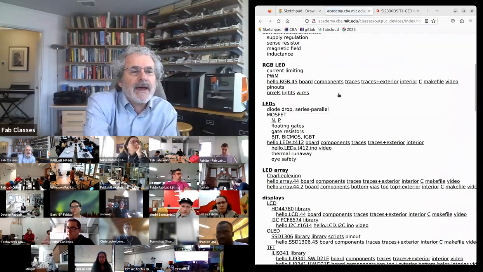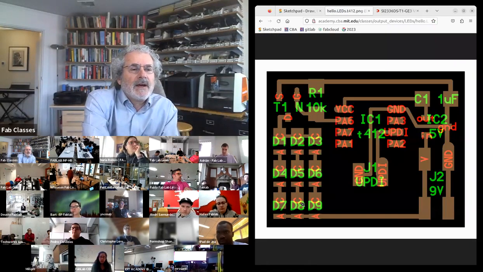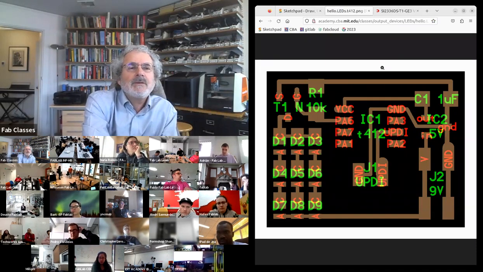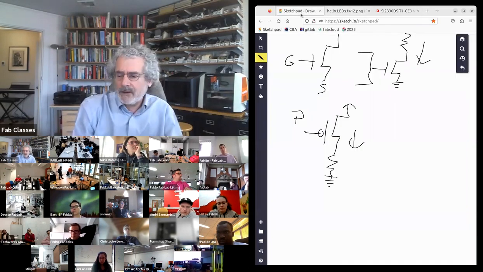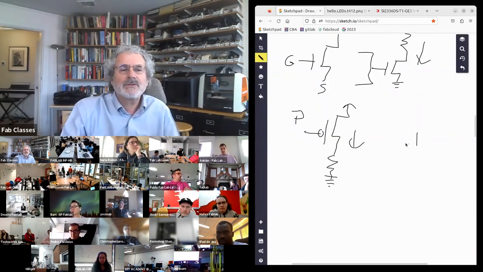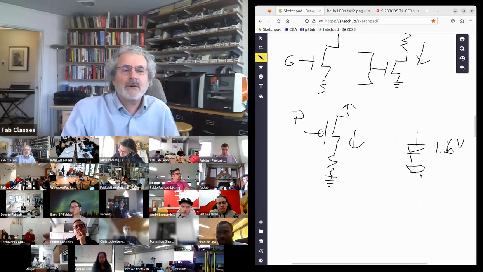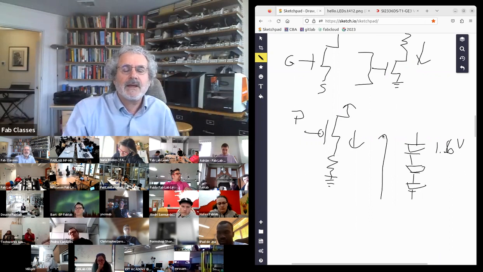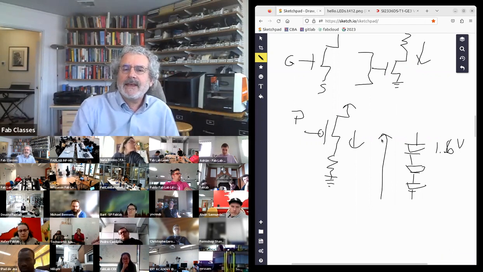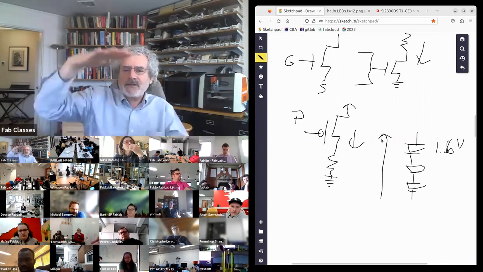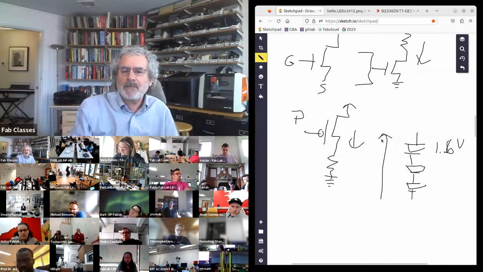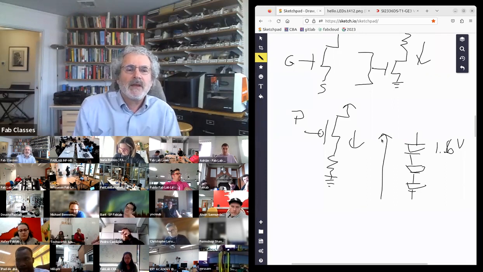So if we look at the schematic, you'll see I don't have resistors. And the reason why is a diode has a drop, and 1.6 volts is a typical diode drop. And so if I stack diodes up, and if this adds up to my power supply, then I'm not going to pull too much current. So if you stack up diodes, you don't need a separate current limiting resistor.